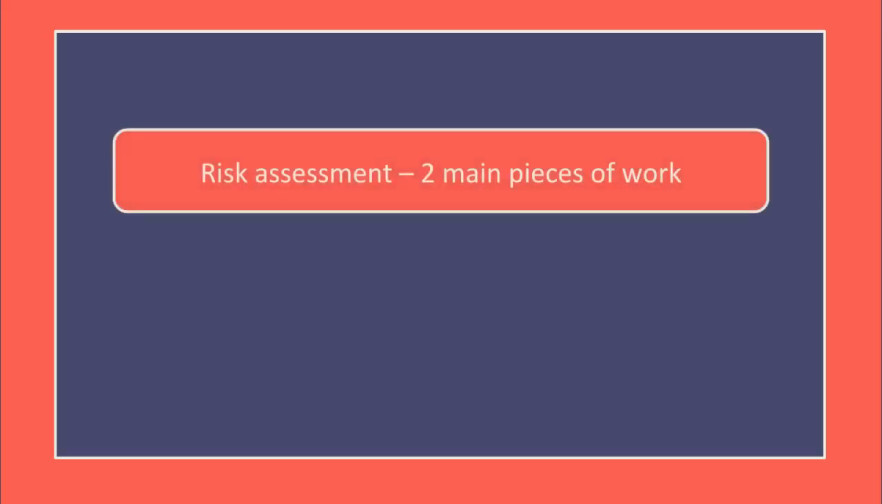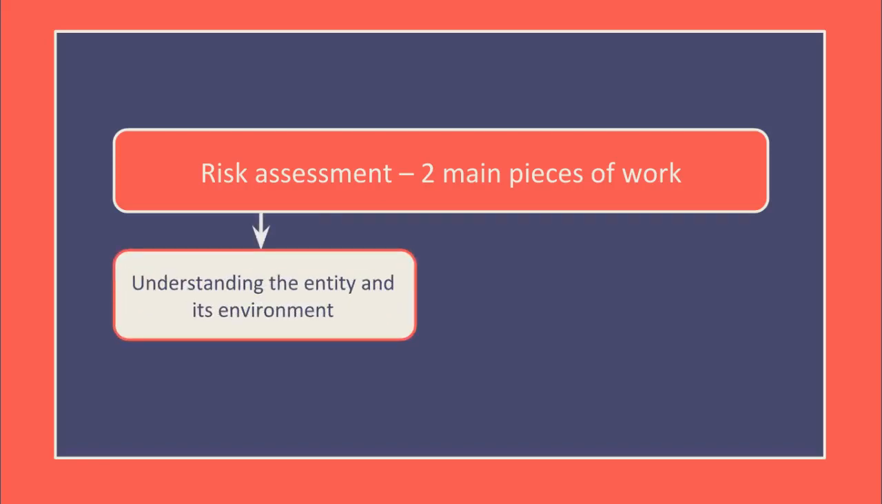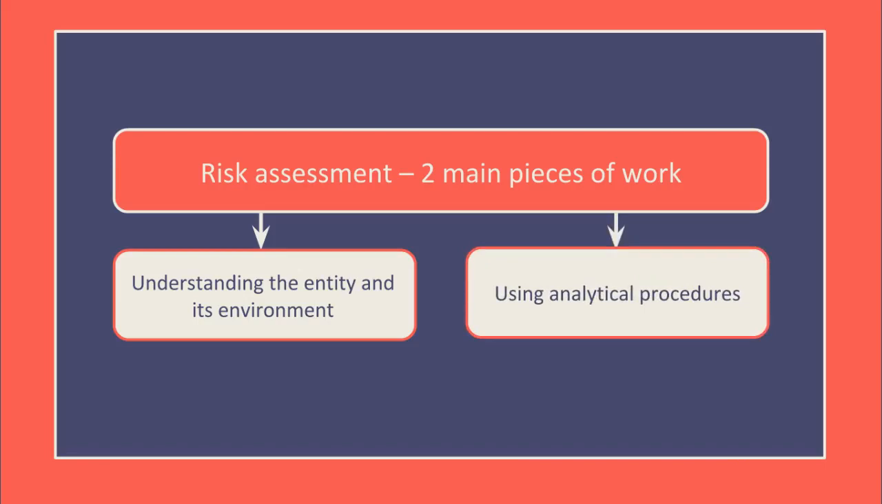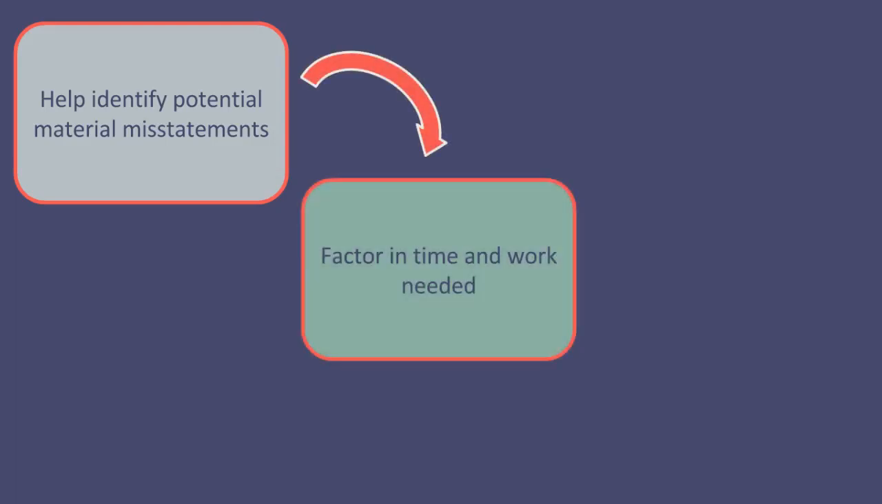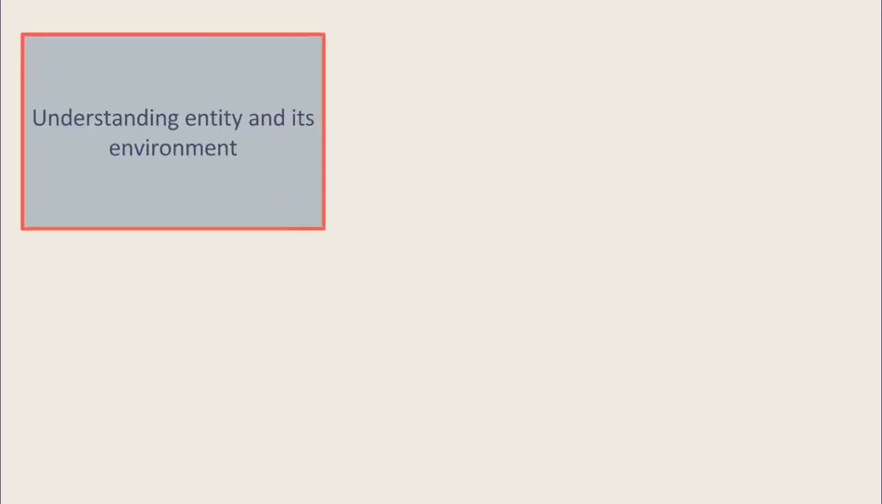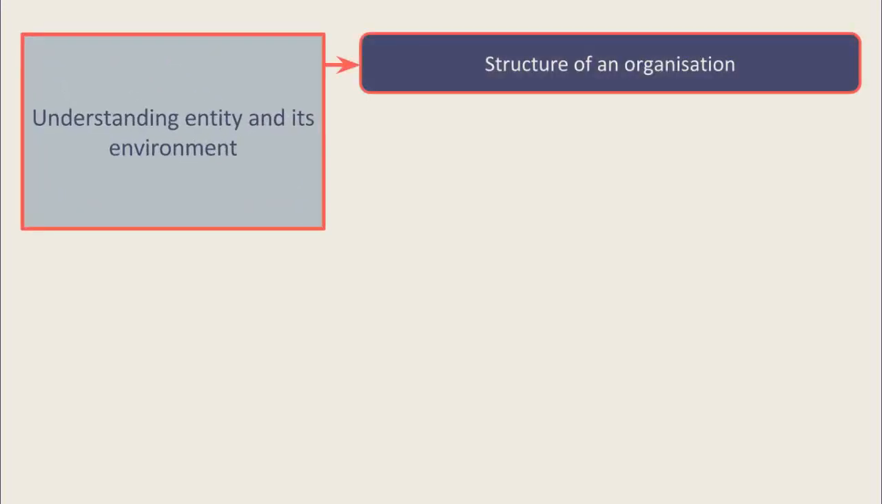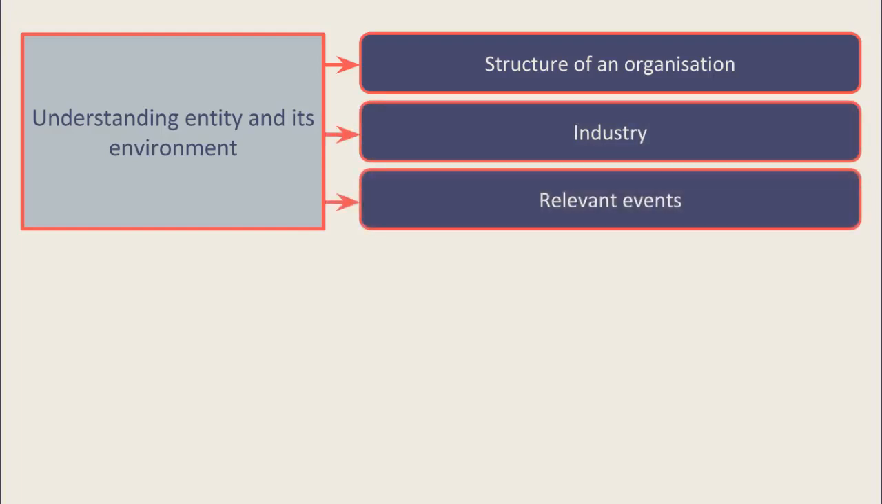The risk assessment includes two main pieces of work carried out at this stage: understanding the entity and its environment, and using analytical procedures. Both of these methods will help identify potential material misstatements and will allow the auditor to factor in the time and work needed to ensure their opinion is an appropriate one. When obtaining knowledge of the business, the auditor must gain an understanding of the structure of the organisation, the industry it operates in, as well as any events that may be relevant to the audit.